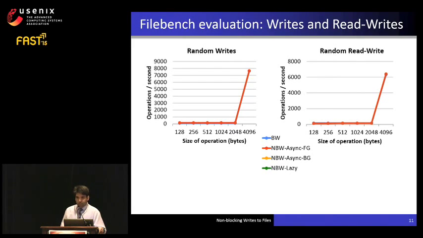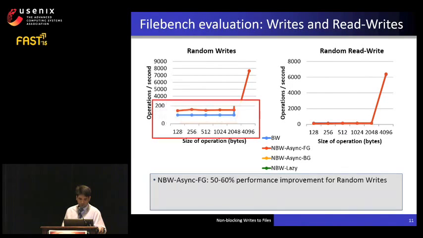In red, we have the results for the non-blocking write, asynchronous, and foreground mode. They seem to overlap, but on a closer look, we can see that we have 50 to 60% improvement on random writes. This limited improvement comes from the metadata misses on those randomly accessed pages.